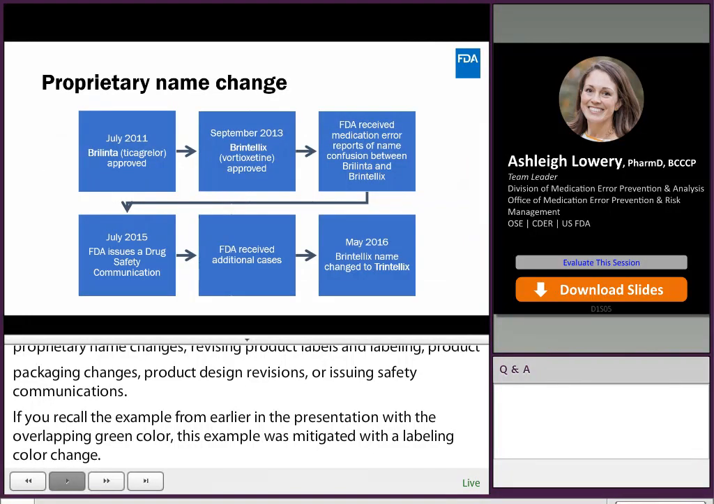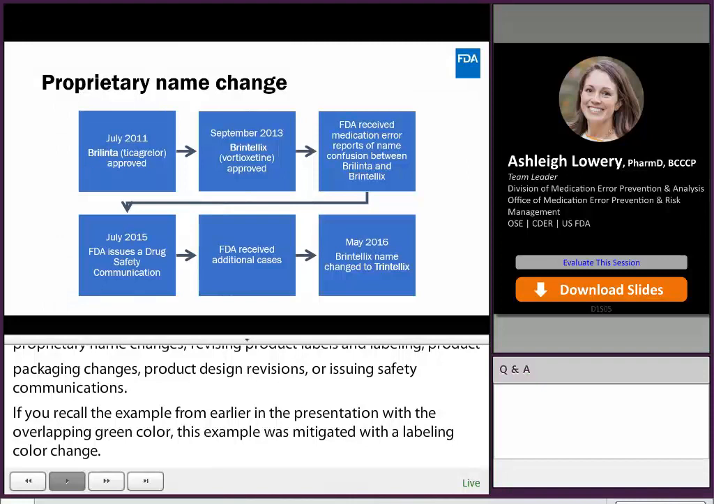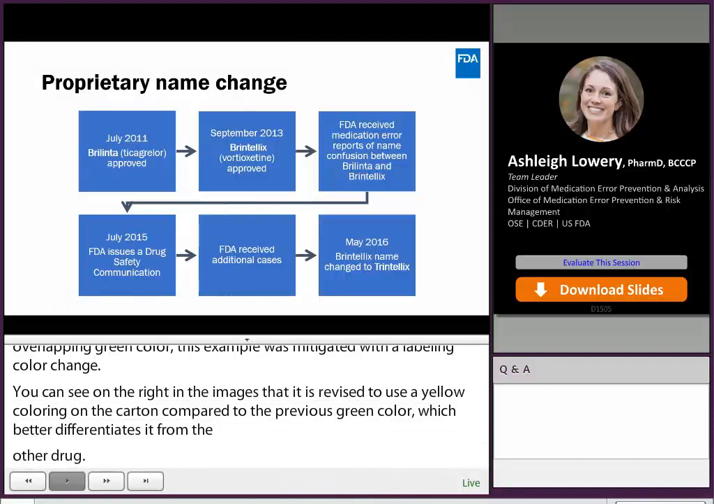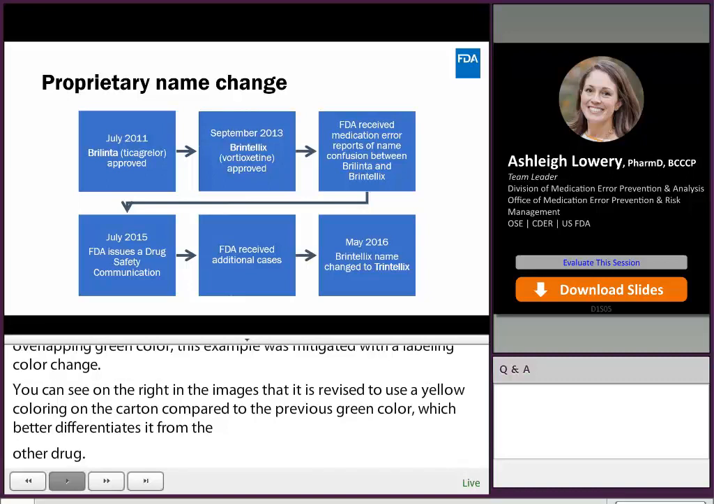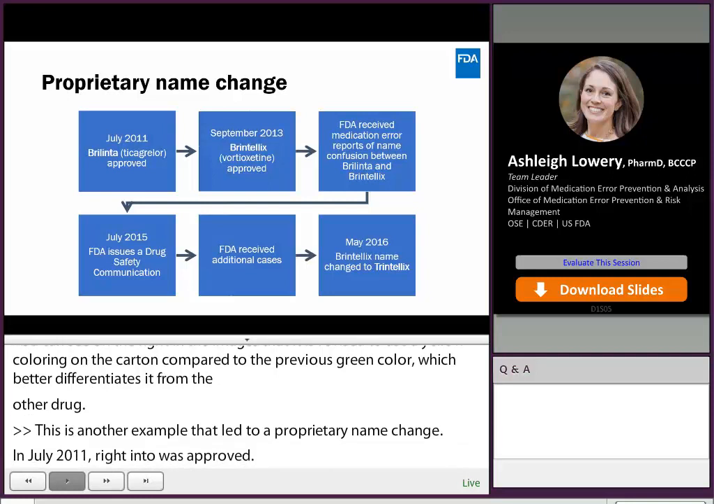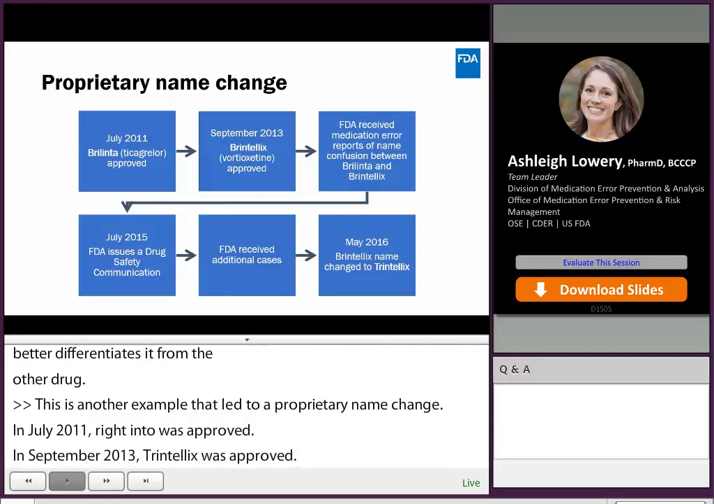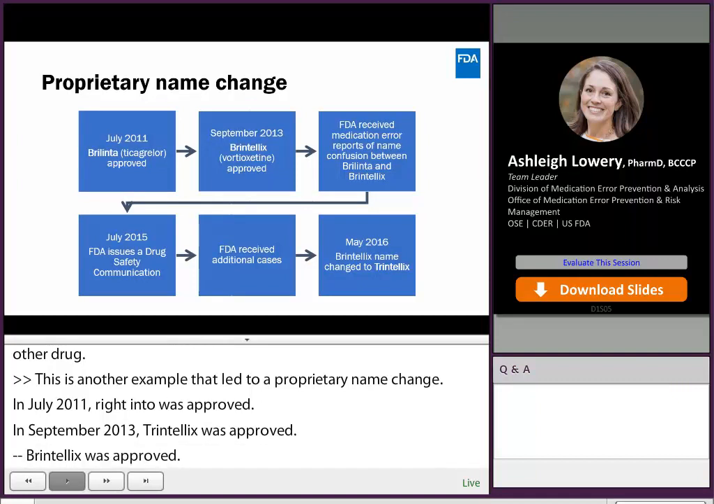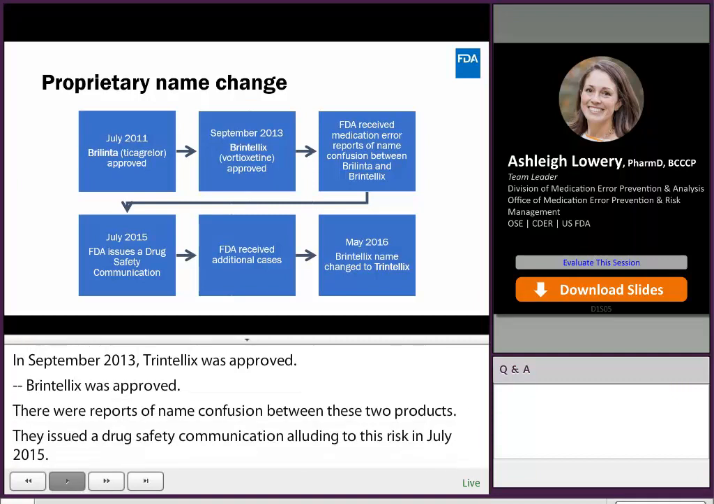This is another example that led to a proprietary name change. So in July 2011, Brilinta or ticagrelor was approved, and in September 2013, Brintellix, vortioxetine, was approved. FDA began receiving medication error reports of name confusion between these two products, and in July 2015 issued a drug safety communication alerting to this risk. However, after the safety communication, we continued to receive additional cases, and in May 2016, this risk was mitigated by the name Brintellix changing to Trintellix.